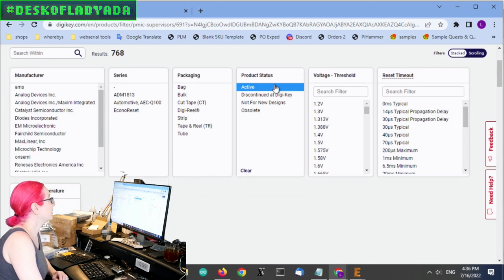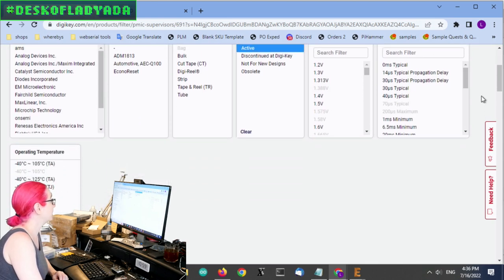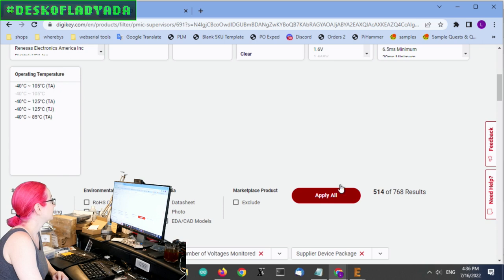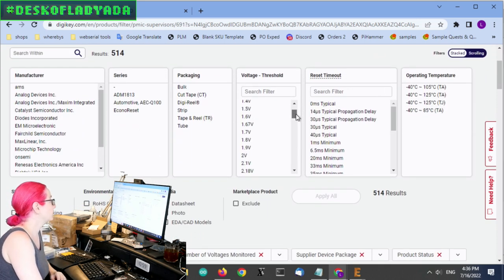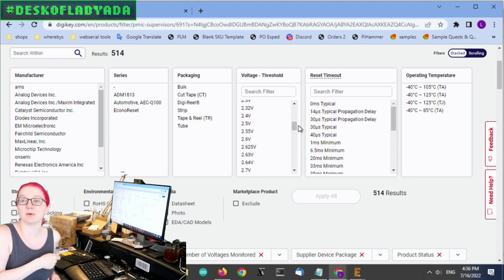So first up, I want something that's active because I don't want another NR&D thing. So let's only look at those. Next up, the voltage threshold. This is important. You don't want it to be too low because I want to make sure that we trigger when the power supply is coming up and is in a good state.